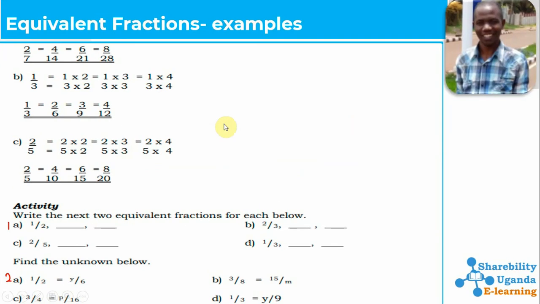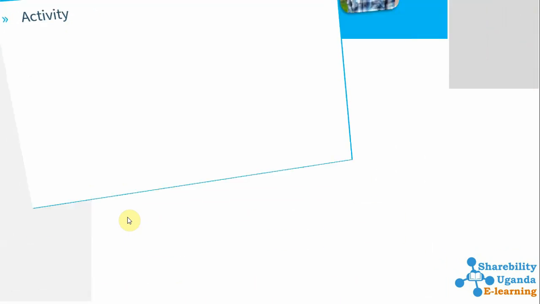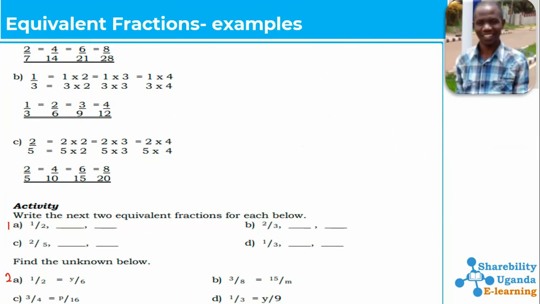So we had so far done one of the numbers that we are given, our activity one. They wanted us to find out the next two equivalent fractions. Then our number two, they have just given us what we call the unknown. They tell you to find the next equivalent of a number, or they put the unknown like the y, the m. Okay, so you can see our part A here.